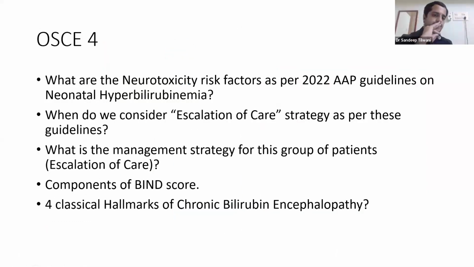So coming to the fourth question, regarding the 2022 AAP guidelines for neonatal hyperbilirubinemia. What were the neurotoxicity risk factors which were mentioned in the guideline in the year 2022? There was one new terminology which they had introduced in that guideline, that was about the escalation of care strategy. So when do we consider the escalation of care strategy? What basically do we do in that escalation of care? What are the components of the BIND score? And lastly, what are the four classical hallmarks of chronic bilirubin encephalopathy?